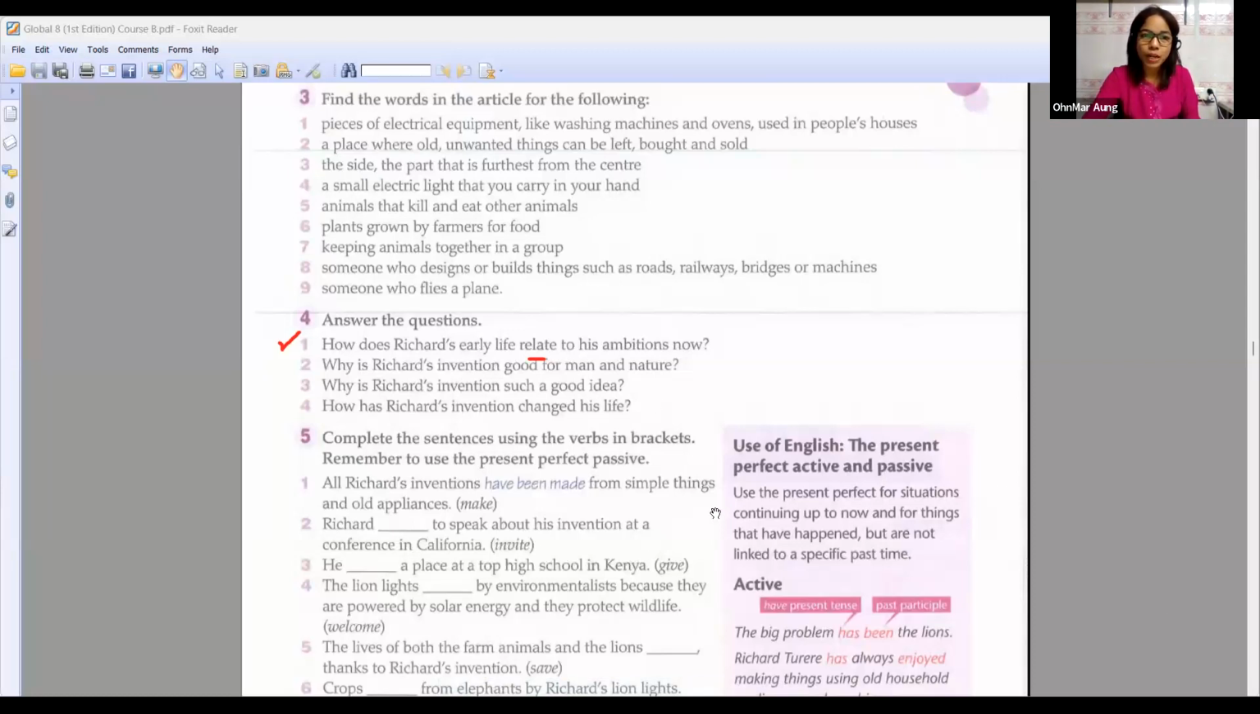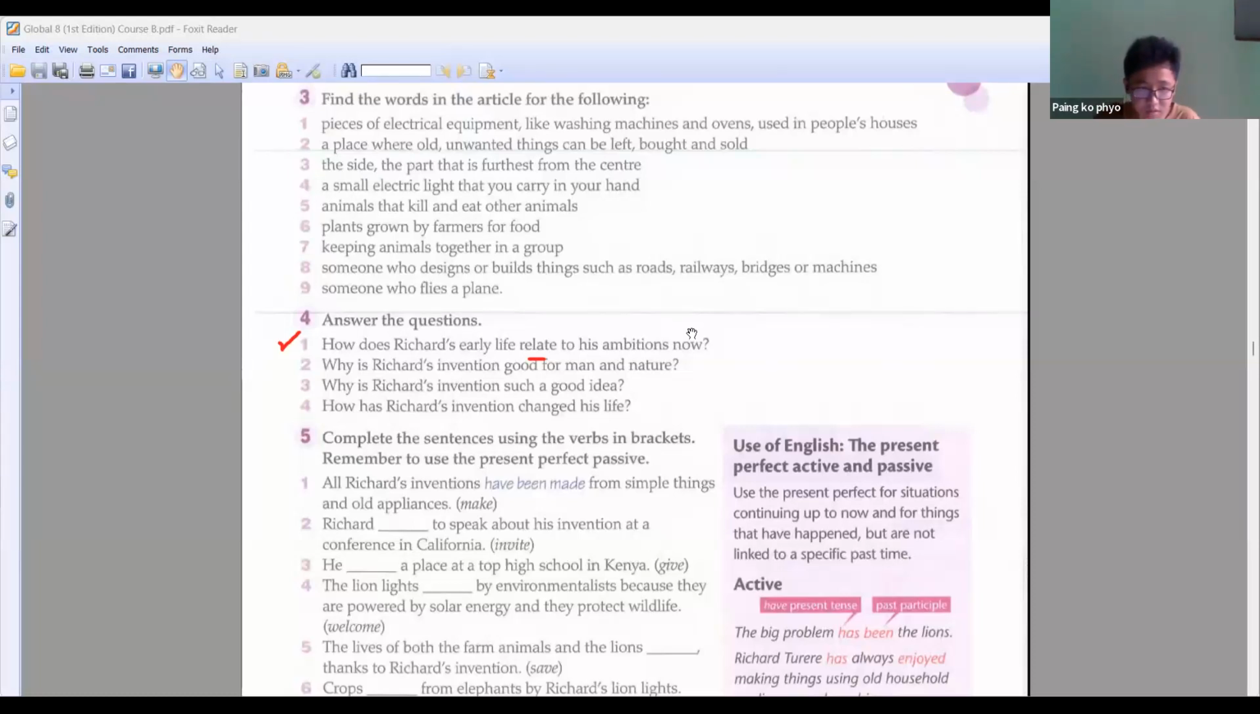How does Richard's early life relate to his ambitions now? What is the meaning of ambitions? Ambition is your goal, your dream, your destination. Yes. So here, what are his ambitions? He wants to be an engineer and a pilot. Yes. The last part: now I want to be an engineer and a pilot. So these are his ambitions, right? Engineer.